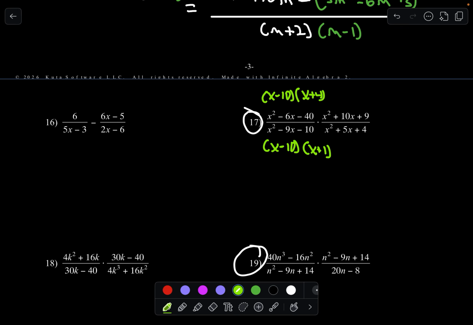And for the second one up here, we have what multiplies to 9 adds up to 10. That's 9 and 1. And then what's on bottom here is what multiplies to 4 adds up to 5, and that will be x plus 4, x plus 1. And you see x plus 1 is common to top and bottom. That creates a hole in our graph.